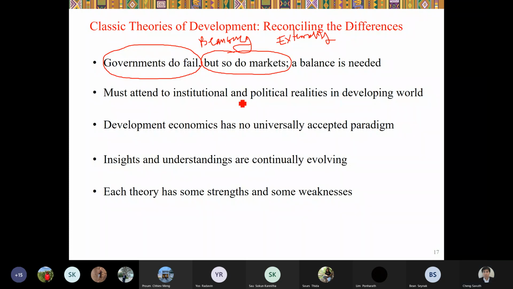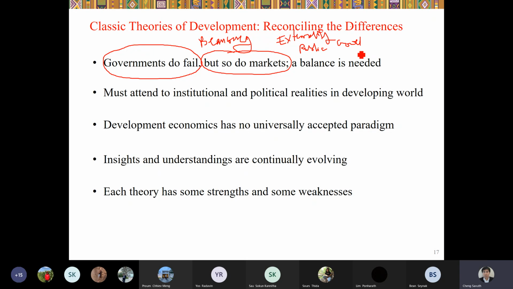The other reason is public goods. Some goods which have a public nature require the government to produce them. If we allow the private sector or the market to do it, you will see market inefficiency.